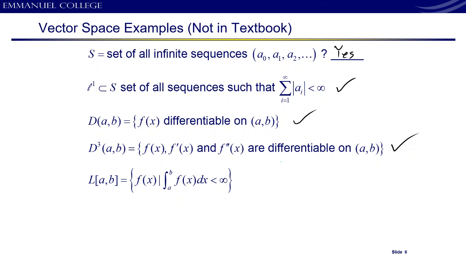L of AB, which means it's the set of integrals such that when I do the integration of them, they have a finite integral. So remember, integral is just the area under the curve. So it's all the functions that have a finite amount of area under the curve on a given interval. So you could take a function that has an infinite amount of area, but if you chop it at a certain point, it could be finite. And then again, you add 2 things that are finite, you still get finite.